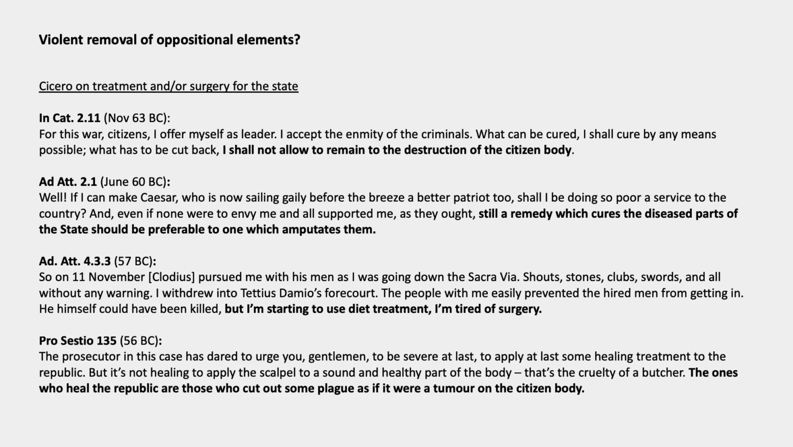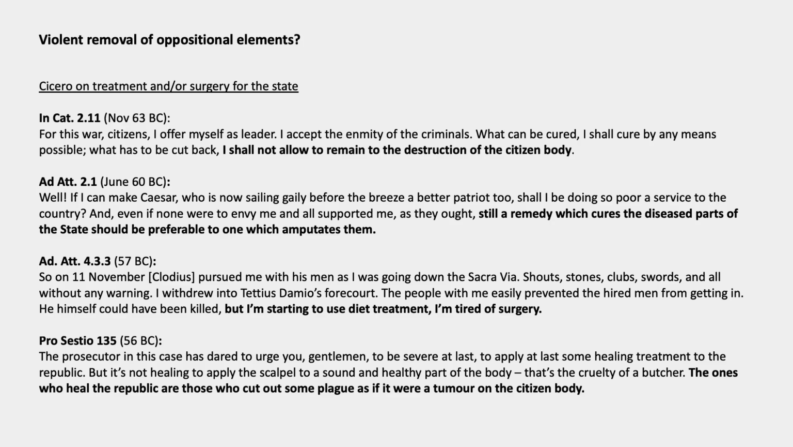These are just some extracts of Cicero's speeches and letters from the mid-60s until the mid-50s, where he vacillates between a non-invasive medical treatment for the well-being of the state versus a violent surgical operation. So in his second Catiline speech, he says, "What can be cured, I shall cure by all means possible. What can be cut back, I shall not allow to remain to the destruction of the citizen body."